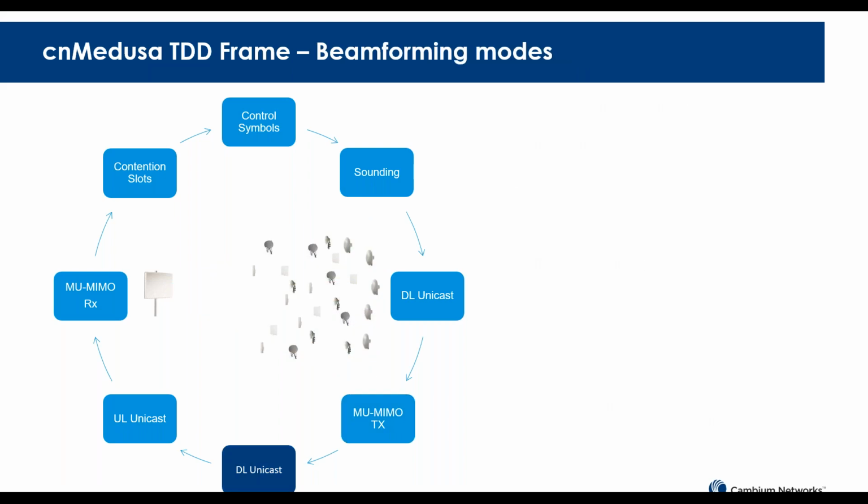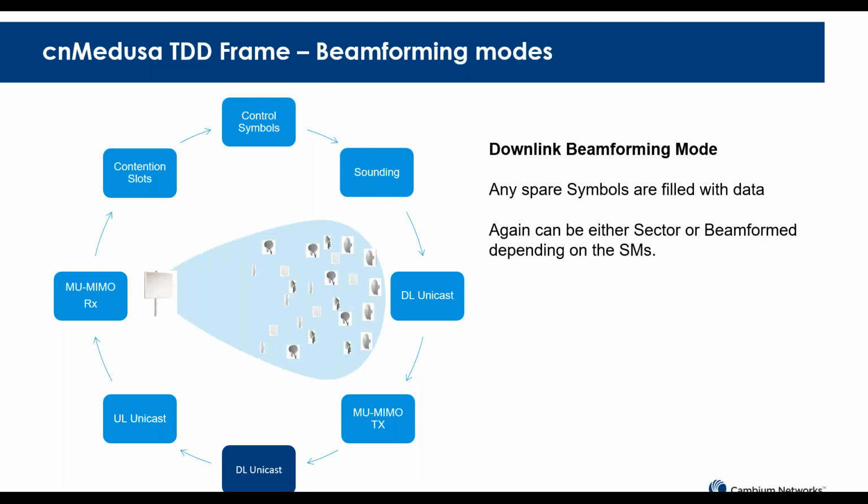If the MU-MIMO group that we formed did not use all the symbols in the downlink direction, and there are any symbols left, then these symbols are not left unused. Obviously, we want to use all the resources, and they are used in a unicast mode again. So like before, we can use either sector mode or beamforming mode, depending on which subscriber we are communicating with. The subscribers that did not provide channel state information are communicated to in sector mode, and the subscribers that did provide the channel state information are communicated with in beamforming mode.